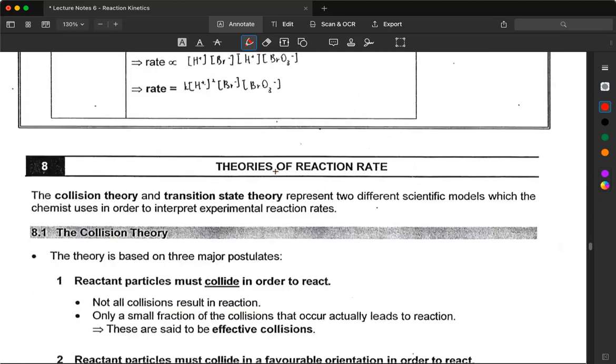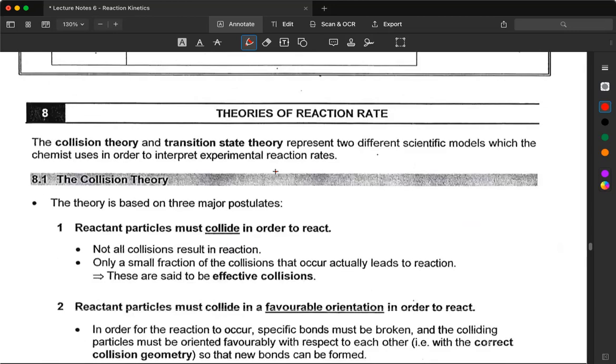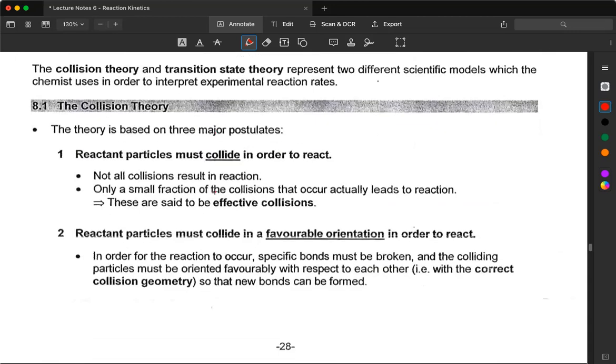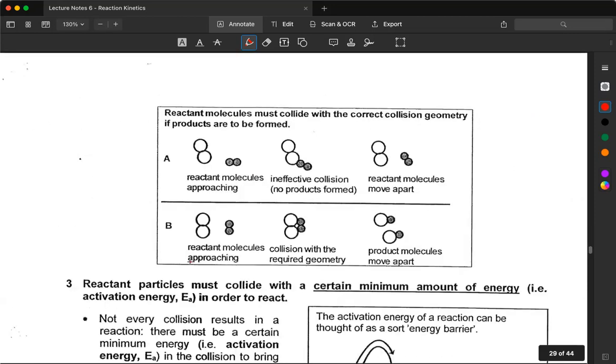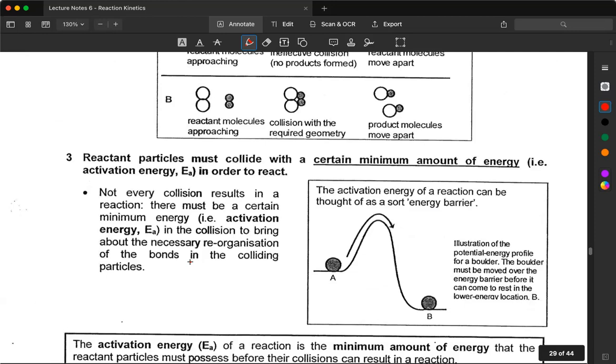Now let's go to the theories of reaction rate. We talk about what collision theory is very quickly because we have covered this in O level and some of your IP program. So I will just quickly glance through this. It's covered in O level already. So this is the collision theory. You can read it yourself. And then they must collide with a certain amount of energy, which means they must have energy equal to or higher than EA in order for them to react.